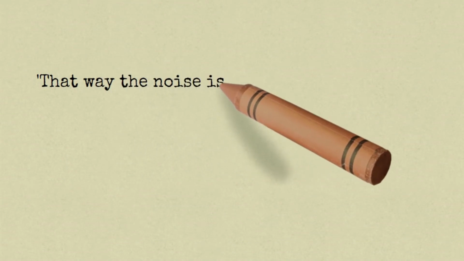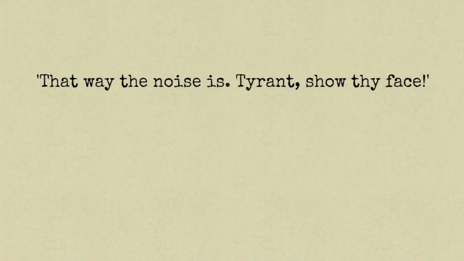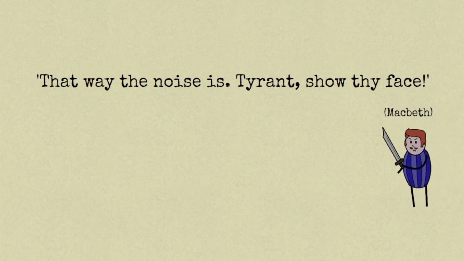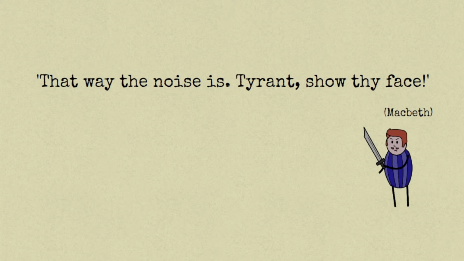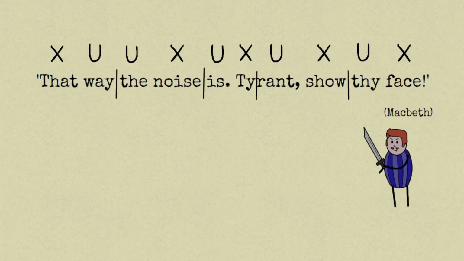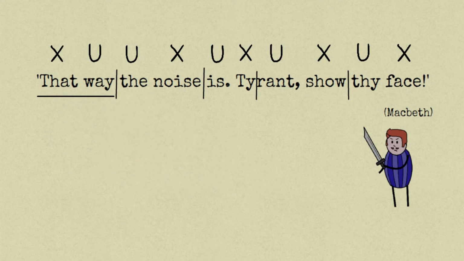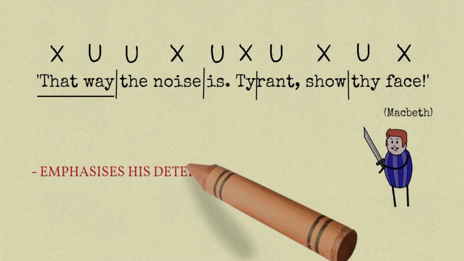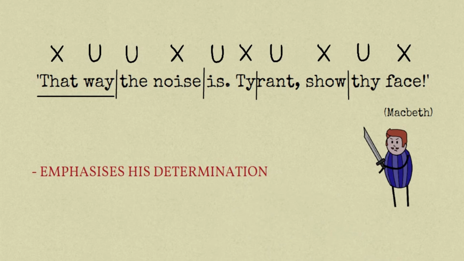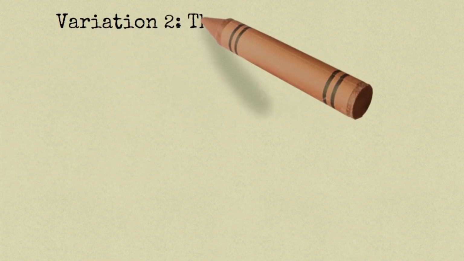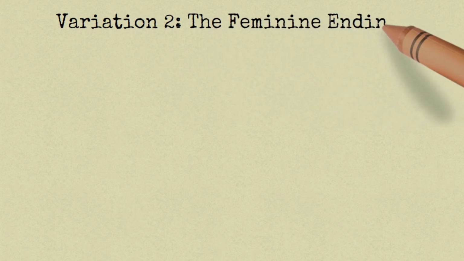Let's have a look at one more example. That way the noise is. Tyrant, show thy face. This line is from the final act of Macbeth, where the character Macduff is hunting down the man who slaughtered his wife and children. With that in mind, the Trochaic Inversion has a clear purpose as it emphasizes how determined he is to find Macbeth and kill him.